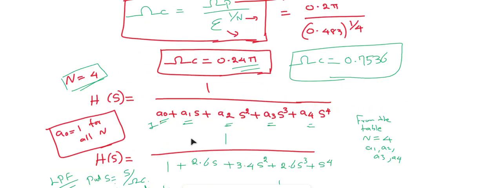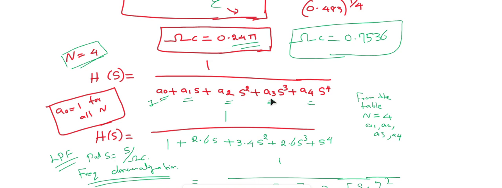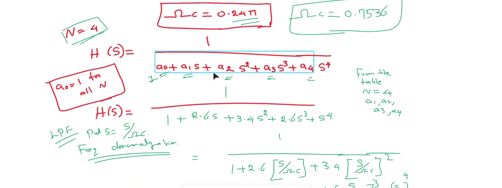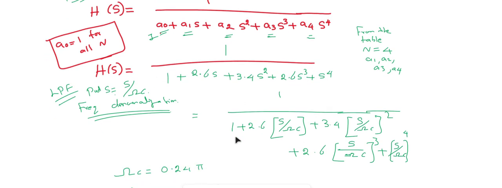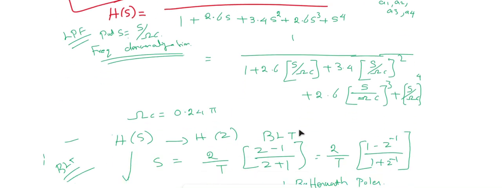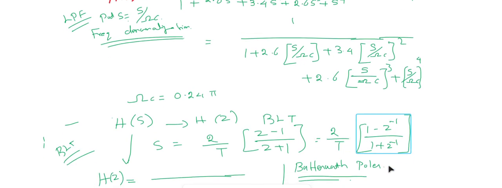Then the analog transfer function for n is equal to 4 can be written from the table. The polynomial coefficients a1, a2, a3, a4 we can write from the table, and a0 is 1 for all n. Once h of s, the analog transfer function, is determined, then convert it into h of z, where for bilinear transformation you put s equal to 2 by t, z minus 1 divided by z plus 1, or you can substitute 2 by t, 1 minus z inverse divided by 1 plus z inverse.